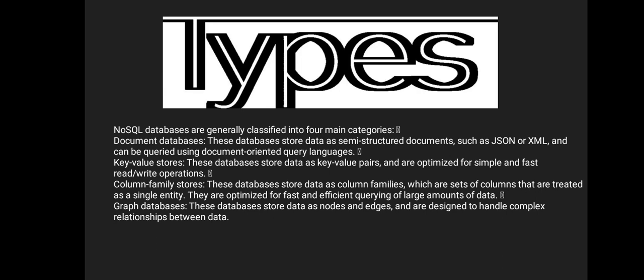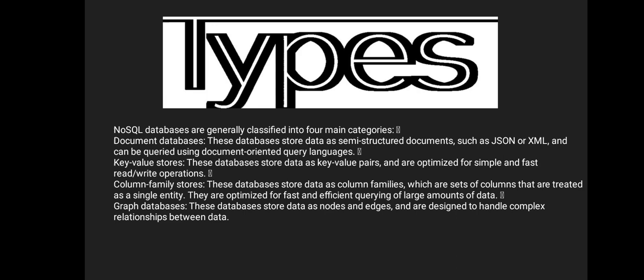Key value stores. These databases store data as key value pairs and are optimized for simple and fast read and write operations. Column family stores. These databases store data as column families, which are sets of columns that are treated as a single entity. These are optimized for fast and efficient querying of large amounts of data. Graph databases. These databases store data as nodes and edges and are designed to handle complex relationships between data.